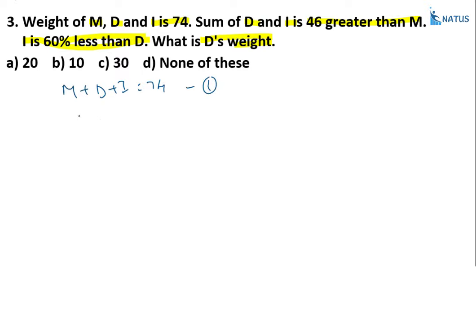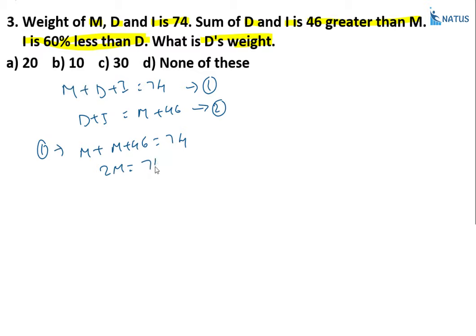What is the second one? D plus I is equal to 46 more than M, that is M plus 46. This is the second equation. D plus I is 46 more than M. Now, if you substitute this value in the first equation, then what happens? M plus 46 plus M is equal to 74.